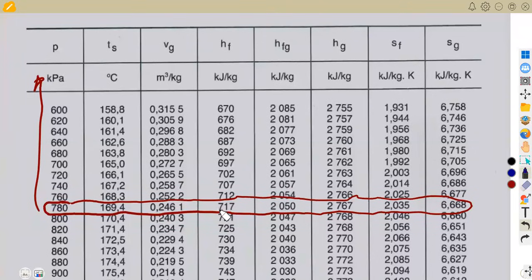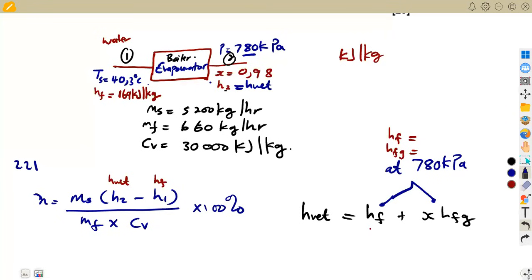So our HF, which is 717 kilojoules per kg, our HFG, which is 2050, which is in kilojoule per kg. So these are the values that you're going to take: HF, this one, HFG, this one. All right, so I'm going to take these values here. Remember our values, guys. We obtained HF here, which was 717 kilojoule per kg, then HFG, which was 2050 kilojoule per kg also. All right, so that is it.